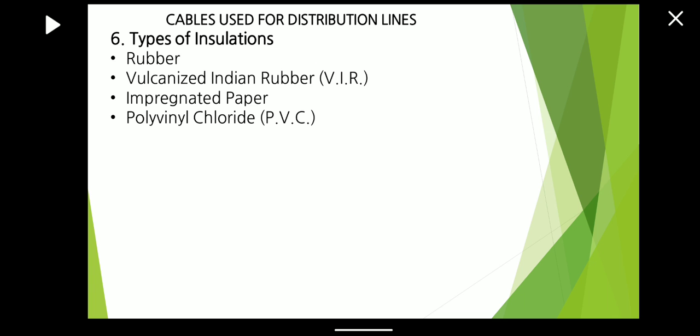These cables are suitable for low voltage, 250 volt to 400 volt only, and hence used for the internal wiring and service line from the pole to consumer premises. The next is impregnated cable.